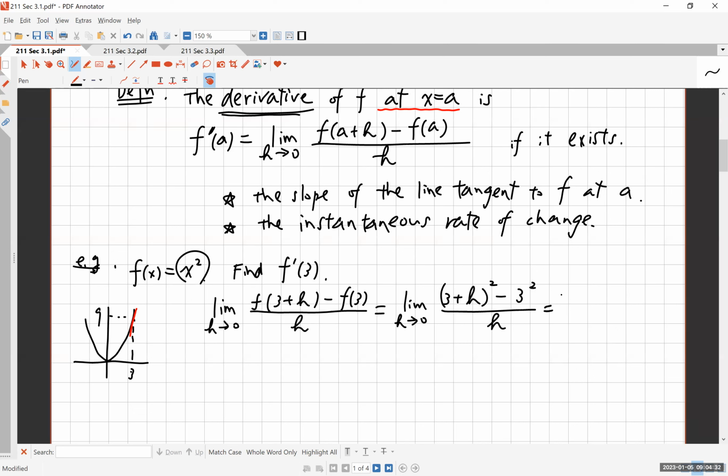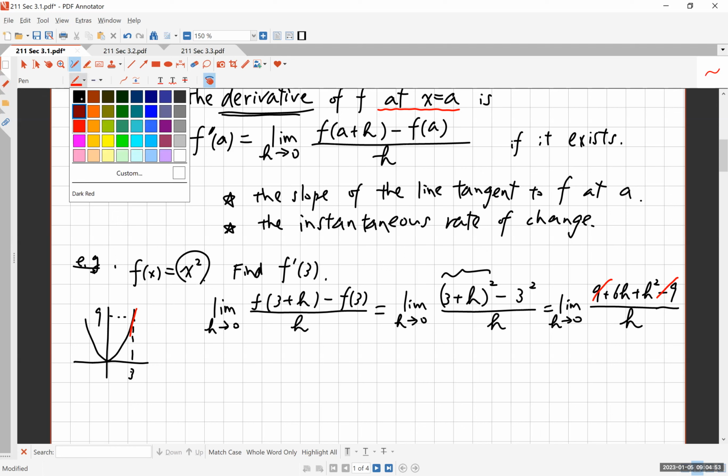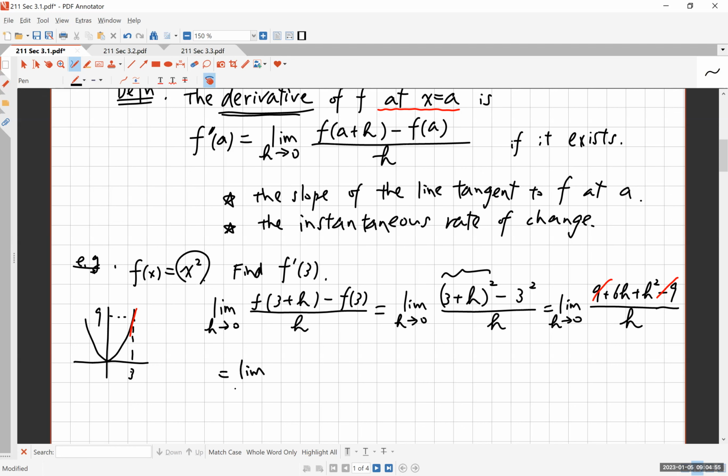I mean, after all, we have just spent a lot of time studying chapter 2, right? So this is 9 plus 6h plus h squared minus 9. That's on the top. Remember, when you square a binomial, you get 3 terms, right? Okay, and then you can see, oh yeah, 9 and negative 9 cancel. And in fact, you can also see that 6h and h squared both include h, so you can factor out h. You see why that is important, right?